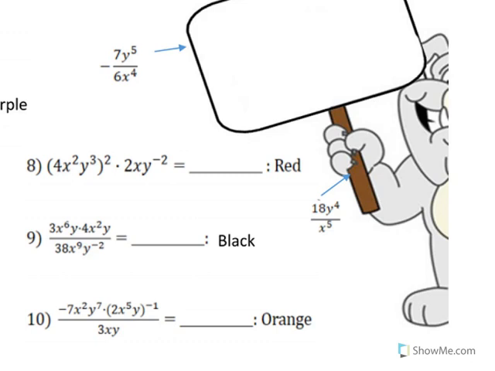Okay, so for number 9, remember that you're going to want to put an exponent of 1 over anything that does not have an exponent.